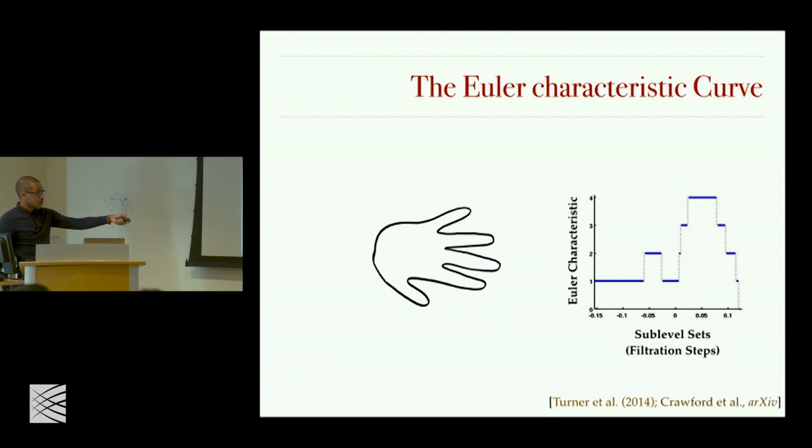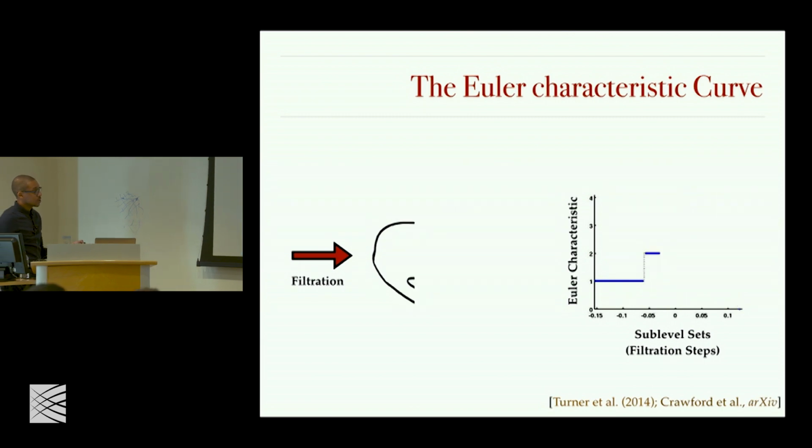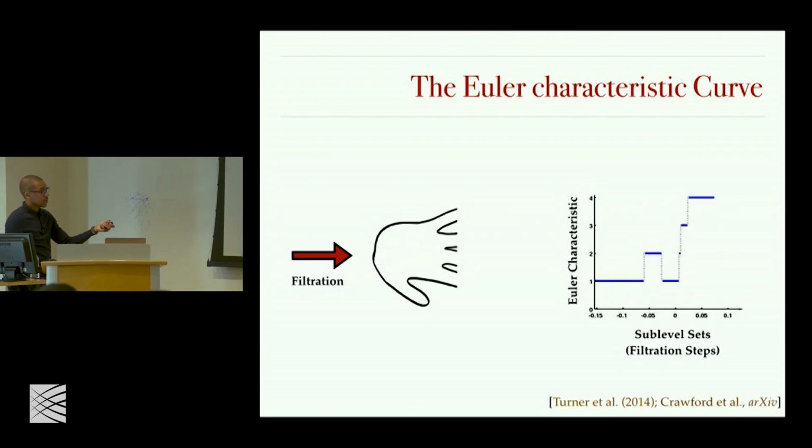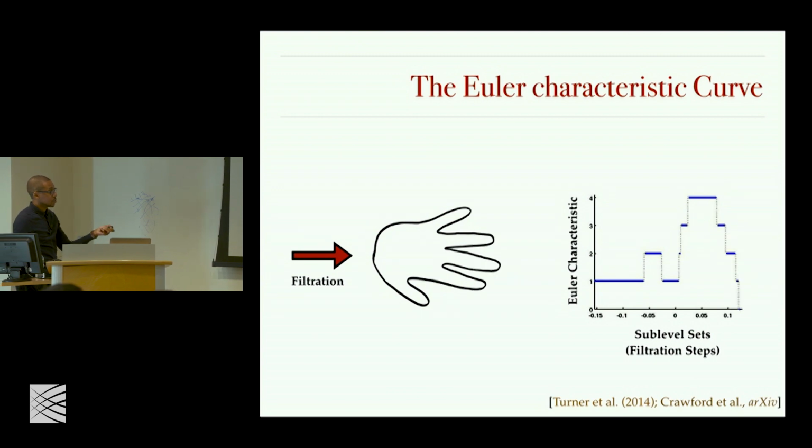This is what I'm going to end up getting as my Euler characteristic. It's very easy. I start with the filtration. I can just sweep across, and as I sweep across, I can count how the Euler characteristic of my hand at each spot of my filtration changes over that sweep.